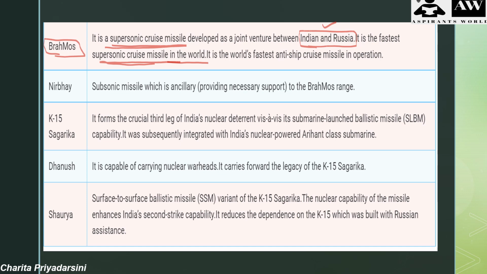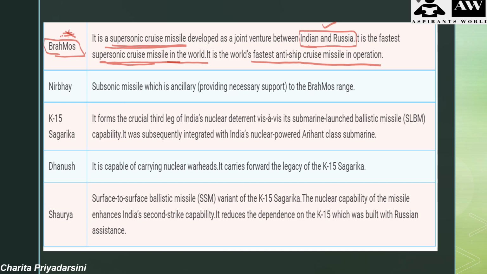So it is a supersonic cruise missile which is the fastest in the world, and it is the world's fastest anti-ship cruise missile in operation. So that's why it is very important for the exam. So know about the BrahMos in a headline format: it's a supersonic cruise missile, developed with the collaboration of India and Russia, and it is the fastest supersonic cruise missile in the world itself.